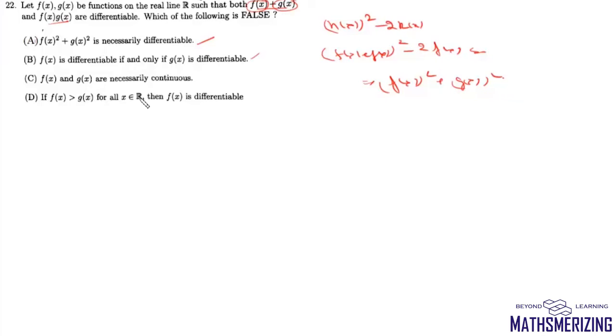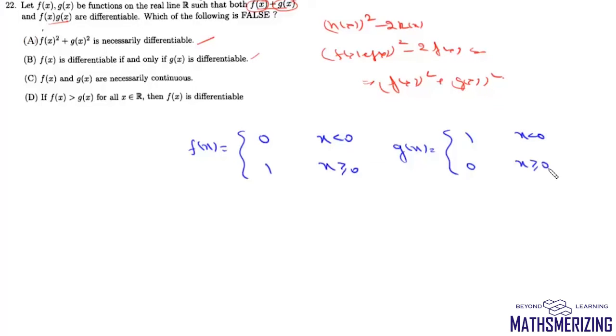Now the third one is f(x) and g(x) are necessarily continuous. So what we'll do is we'll take a counter example. Suppose we define f(x) as 0 when x is less than 0 and 1 when x is greater than or equal to 0, and we take g(x) as 1 when x is less than 0 and 0 when x is greater than or equal to 0. Now we'll find f plus g. When x is less than 0, it is 1, and when x is greater than or equal to 0, it is also 1. So f plus g is a constant function which is both continuous and differentiable.